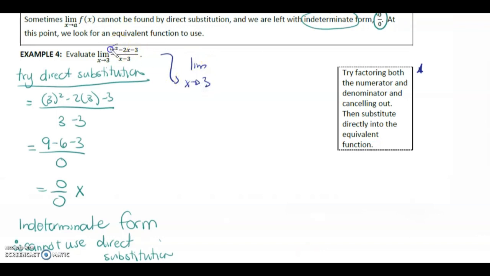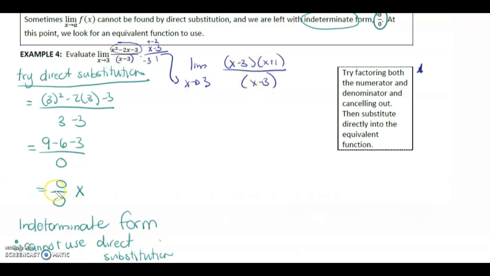So let's factor the numerator. What two numbers multiply to -3 and add to -2? I get -3 and 1. So the numerator is going to be x minus 3, x plus 1. And the denominator is just a binomial, so we'll just leave it as x minus 3.